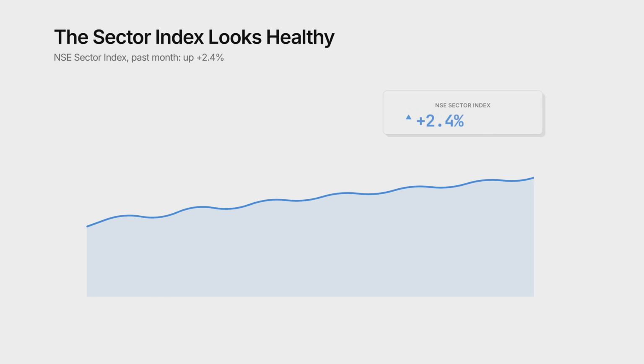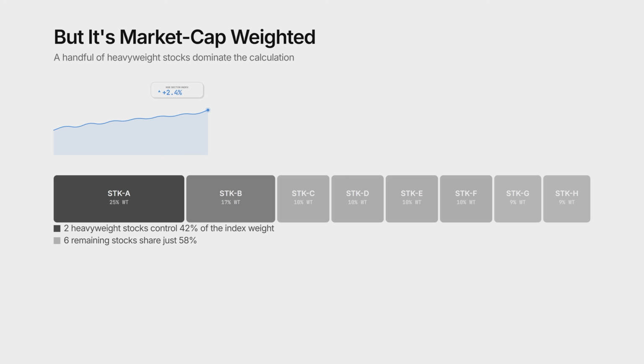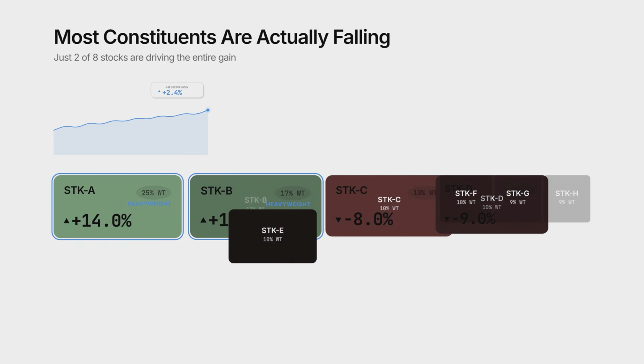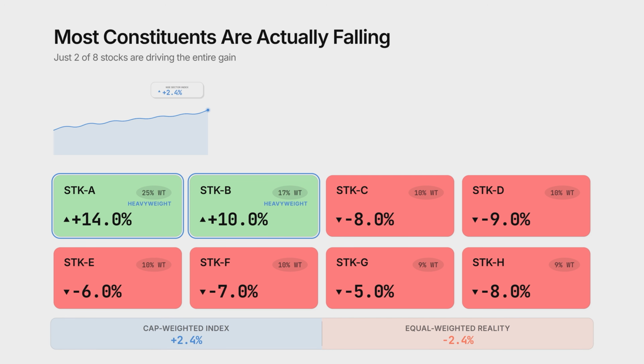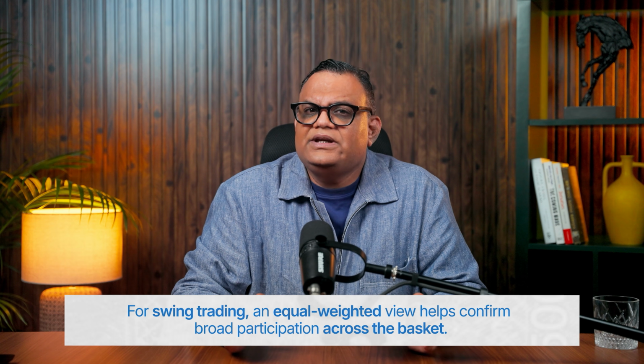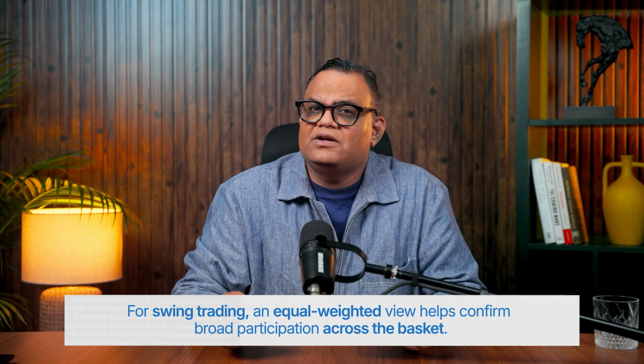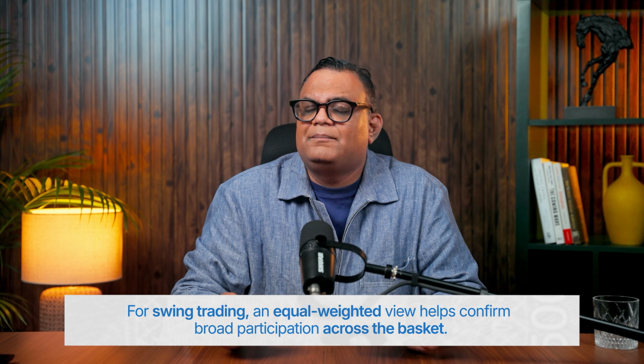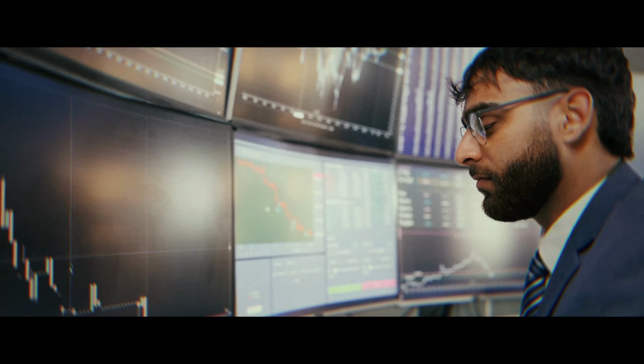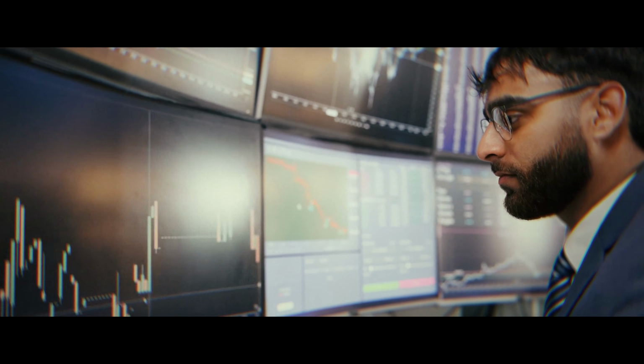FNO segment. At this point, I want to talk about one major issue with the standard NSE sector indexes, and the problem is they are market cap weighted. One or two heavyweight outliers can skew the entire index's performance. So for swing trading, you need a true equal weighted view to ensure the majority of the stocks in the basket are participating in a rally. And building your own equal weighted trackers inside of TradingView seems to be the only long-term solution.